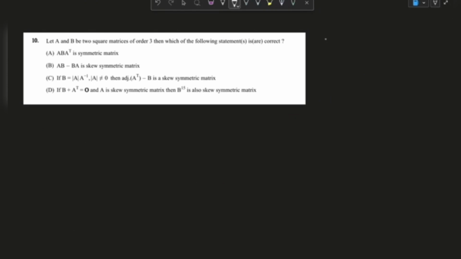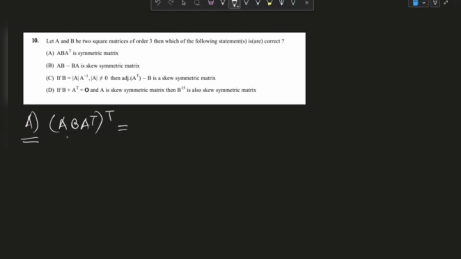So here is our next question. We have two square matrices A and B of order 3, and we have to check all these options and say which are correct. This is an easy question. In option A, it says A B A transpose is a symmetric matrix. So we will try to find A B A transpose, whole transpose.